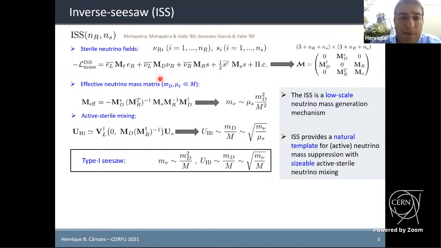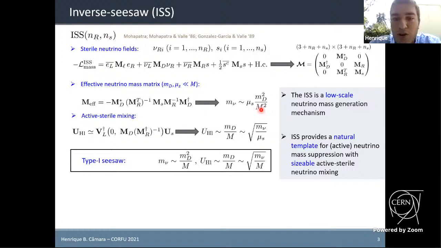Now we are going to work in an approximation that we call the seesaw approximation. We're going to assume that the M_D and M_S scales are much smaller than the M_R scale. And this allows us to block diagonalize the full neutrino mass matrix and obtain the effective light neutrino mass matrix for inverse seesaw. The dependence with the scales of the active neutrino masses m_nu is shown here.